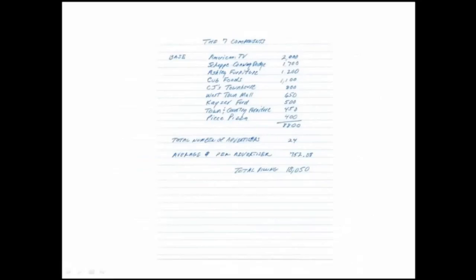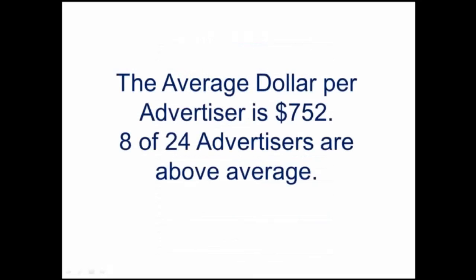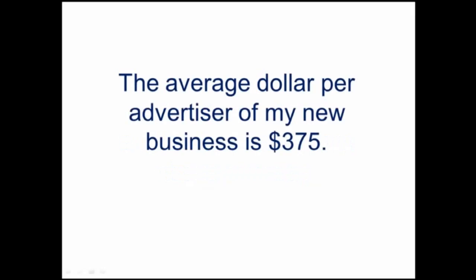You've got a form with that on it. You don't need a form. I just did it on a legal pad. It took me 45 minutes this morning to create that. So I make some other observations. My average dollar per advertiser is $752. 8 of my 24 advertisers that were on the air are above average. And I already said the average dollar for my new advertisers was only $375.